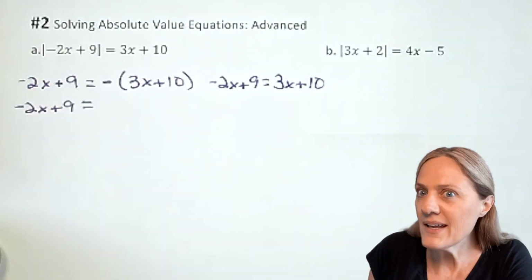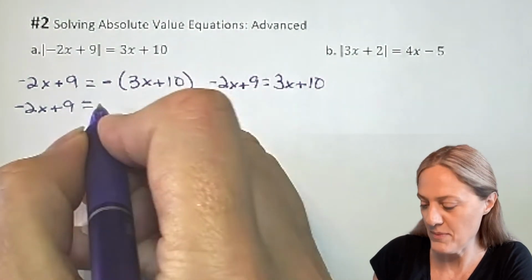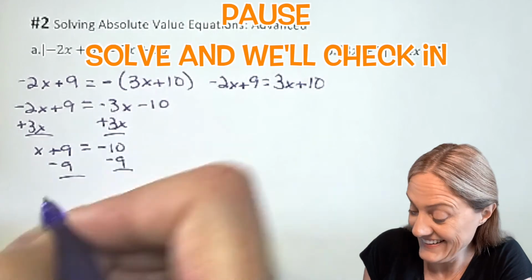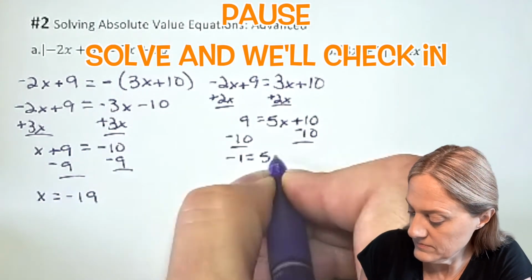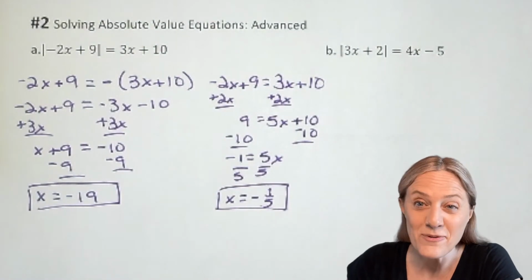Now, you've had plenty of opportunities to practice solving equations, so just go for it and then come back and check with me. Negative 19 and negative 1/5.